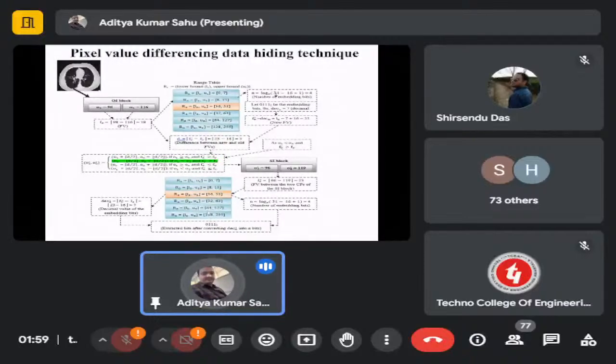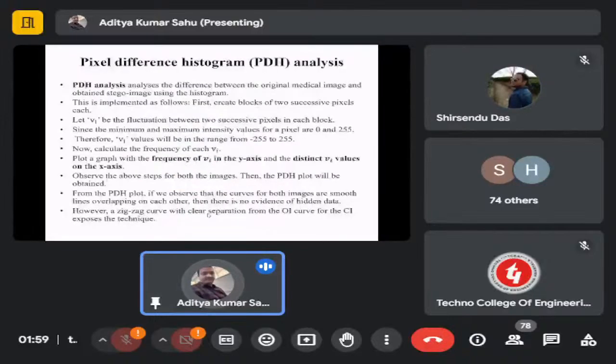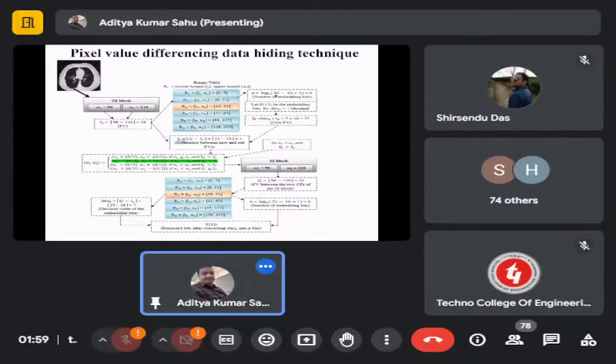One of the important and famous techniques in data hiding in steganography is the pixel value differencing data hiding technique. In this technique, it takes two pixels from the image as a block. Now consider we assume the two pixel values O1 and O2 are 98 and 116.